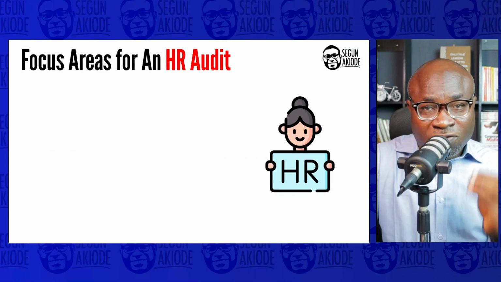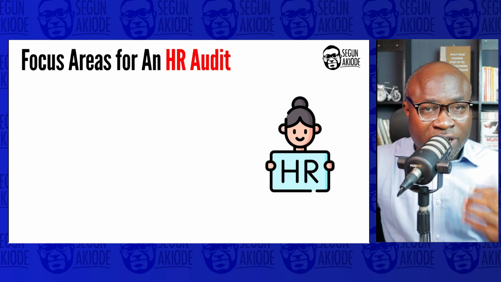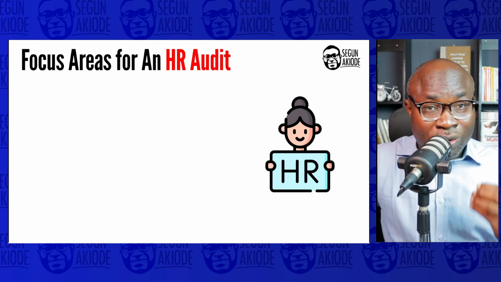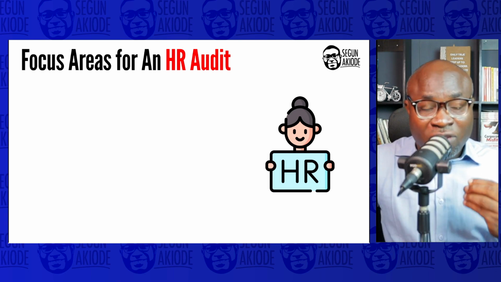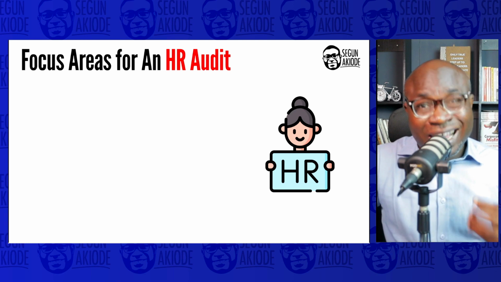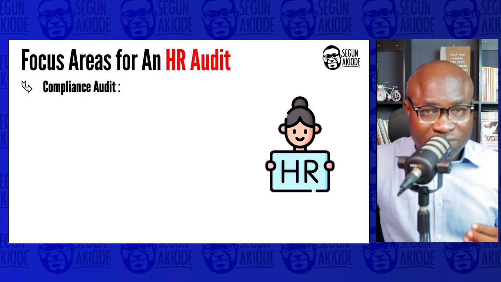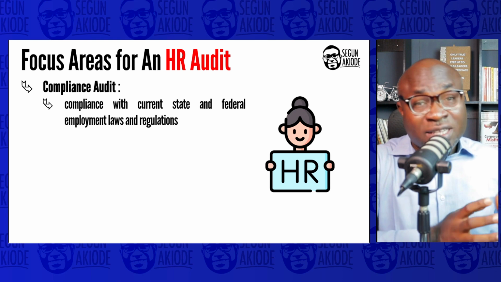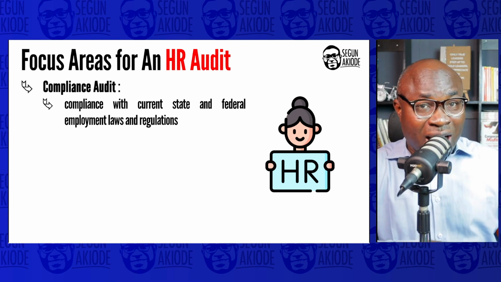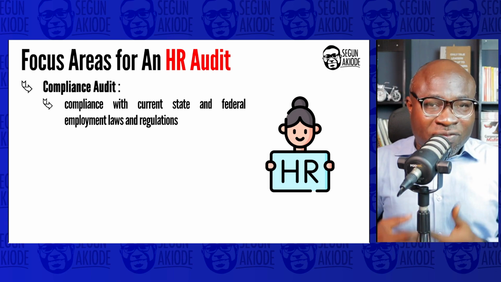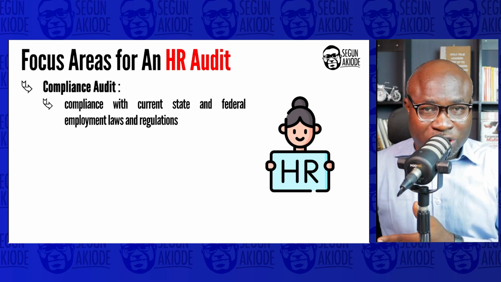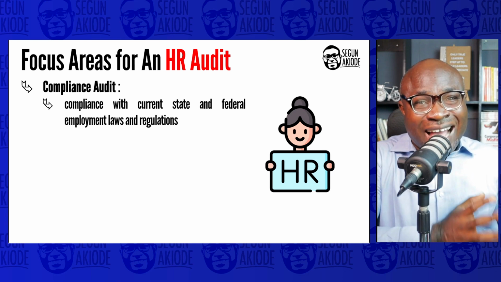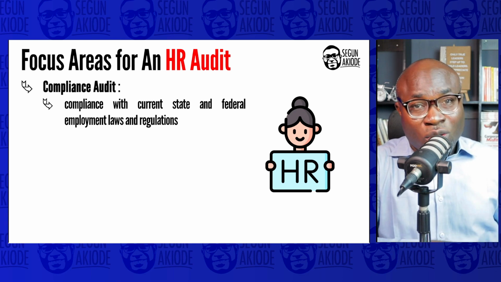What are the focus areas for an HR audit? The focus area for the HR audit is more like the purpose of why you are doing the HR audit. And the following critical focus areas are why HR audits are conducted. First is a compliance audit. Doing a compliance audit means you want to check the compliance of your HR policy or your employee handbook with current state and federal employment laws and regulation. The organization wants to confirm that they are in compliance with employment laws and regulation.